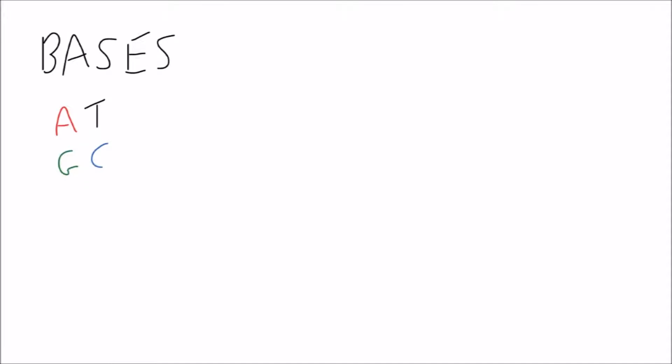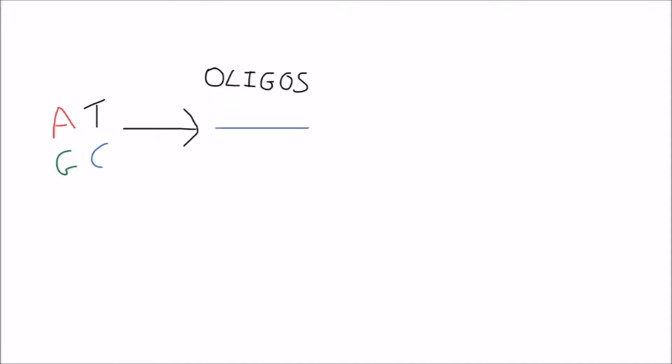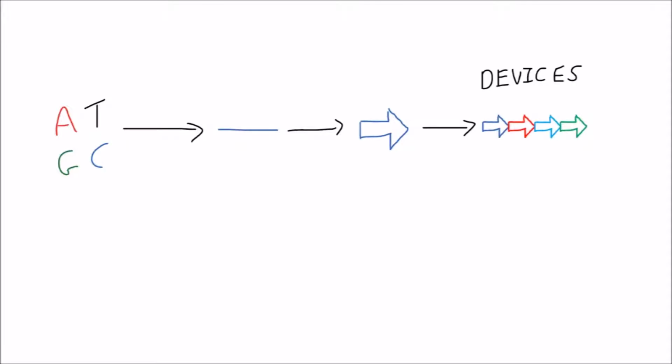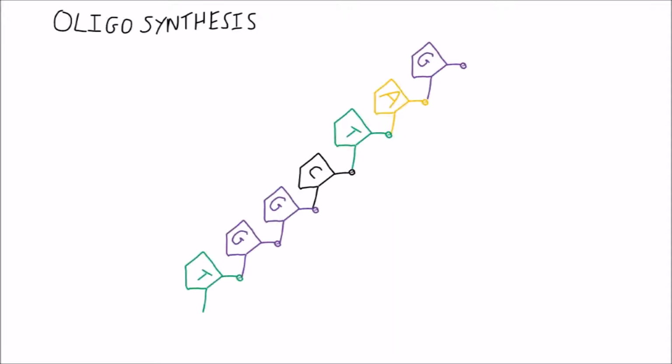You start simply with the 4 bases of DNA. These are chemically combined to create oligonucleotides of 6 to 100 base pairs. You can then combine oligonucleotides to create synthons of around about 1,000 base pairs. These synthons can then be assembled into devices, which can be many thousands of base pairs and consist of multiple genes. There are many clever mechanisms of gene synthesis out there. However, all of these start with the synthesis of oligonucleotides.